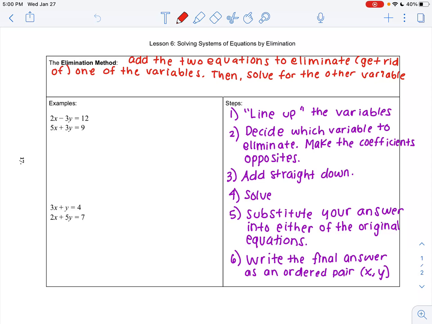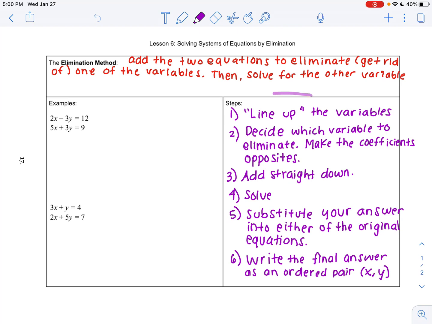All right, so for today, we're going to be talking about solving systems of equations by elimination. The elimination method is to add the two equations to eliminate, which means to get rid of. So you're going to add the two equations to get rid of one of the variables. Then you're going to solve for the other variable.